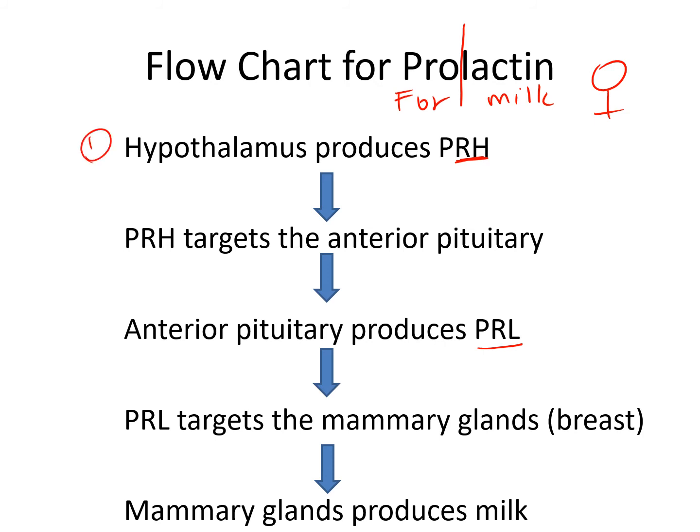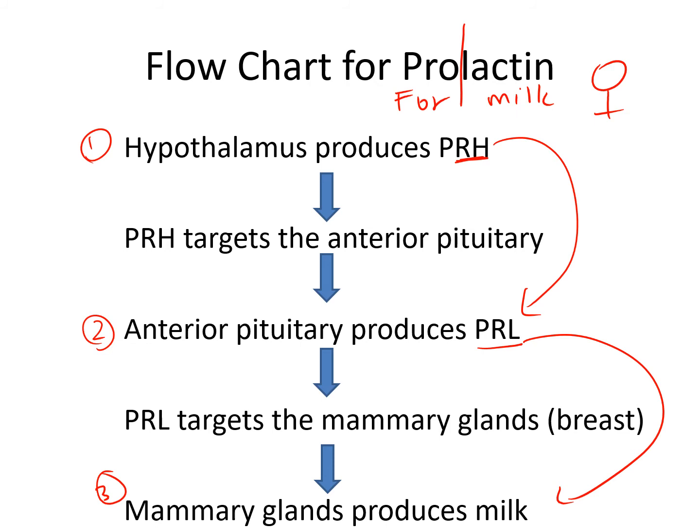Same flow path. Hypothalamus tells the anterior pituitary. That, of course, tells the mammary glands what to do. So in this case, prolactin releasing hormone encourages the release of prolactin, and that encourages milk production. The only time this particular hormone should be active is for a breastfeeding mom.